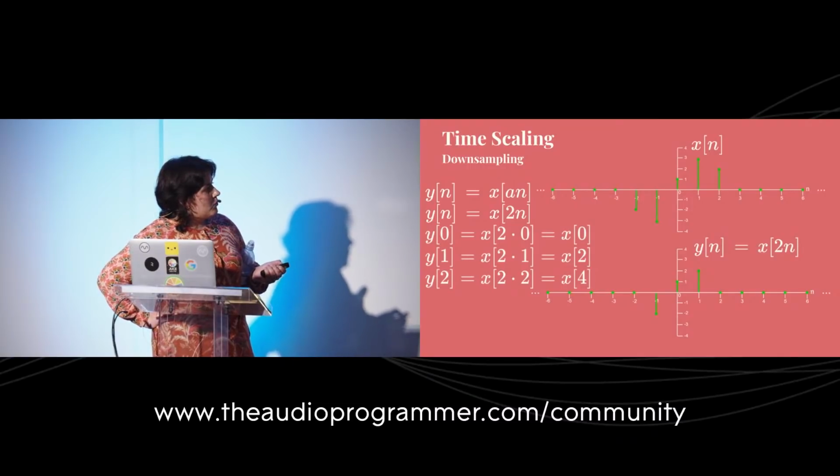The next one, y of 1, we want to find, we plug in 2 times 1, as it's 2 times n, and then we get x of 2. So x of 2 comes down here.